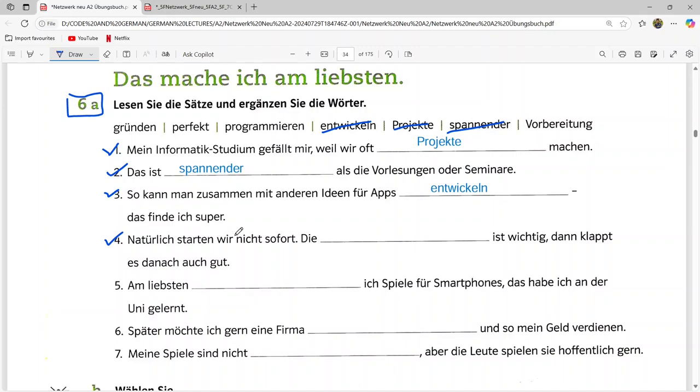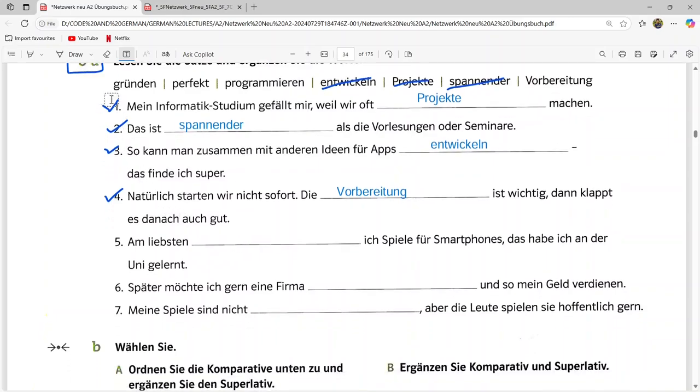So next sentence. Natürlich starten wir nicht sofort. Of course we don't start immediately. So what is needed? The preparation. So Vorbereitung. Die Vorbereitung ist wichtig. So the preparation is important. Dann klappt es danach auch gut. So then it will go well.